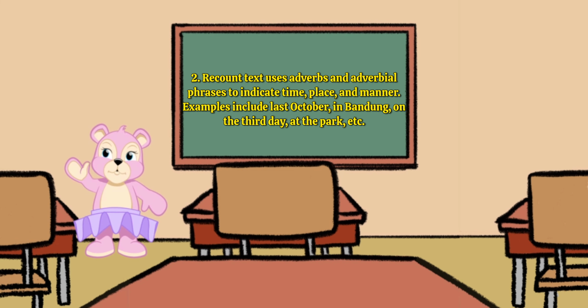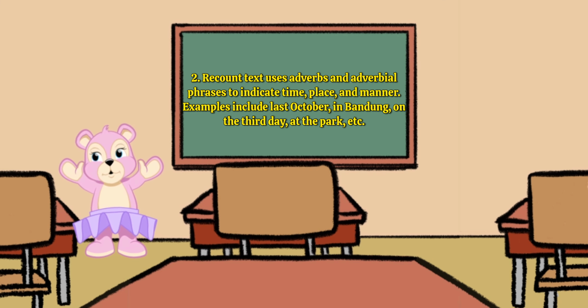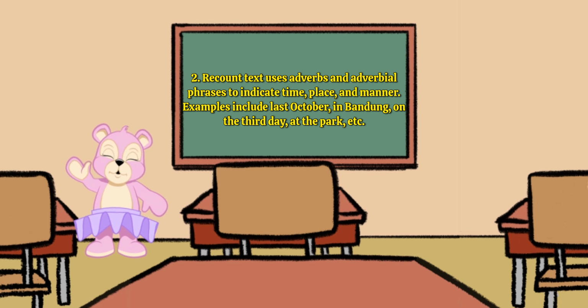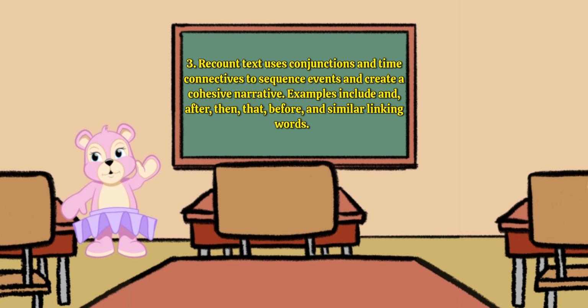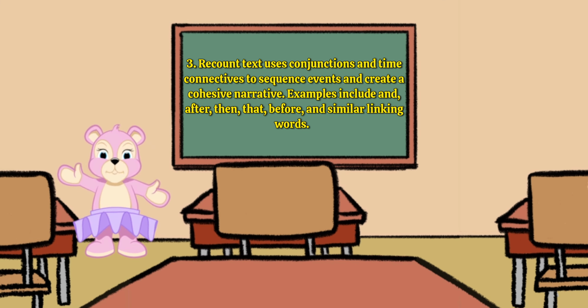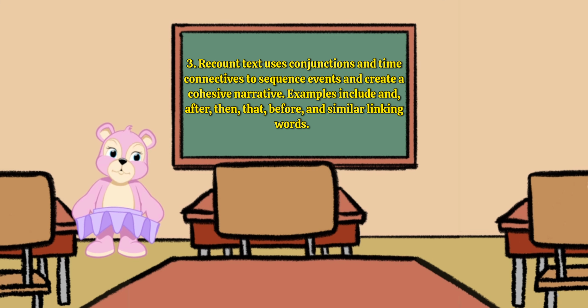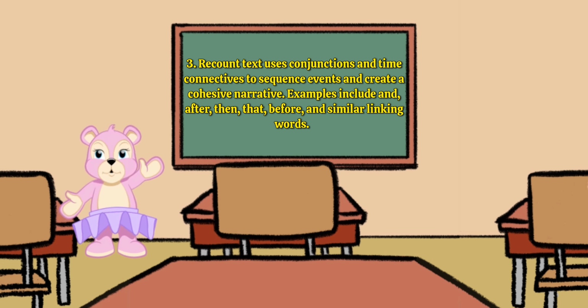The second, recount text uses adverbs and adverbial phrases to indicate time, place, and manner. Examples include last October in Bandung, on the third day at the park, etc. The third, recount text uses conjunctions and time connectives to sequence events and create a cohesive narrative. Examples include and, after, then, that, before, and similar linking words. By applying these three characteristics, your recount text will be well structured and easy to follow.